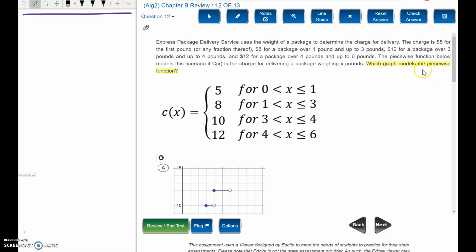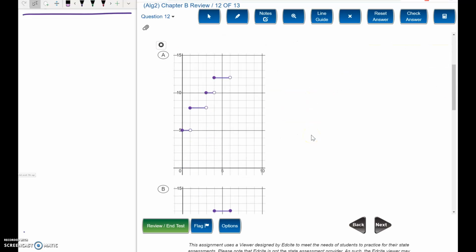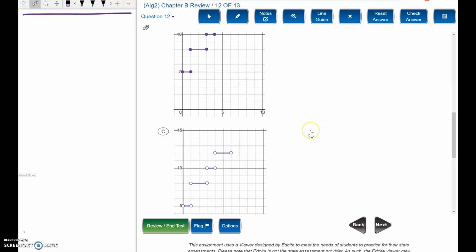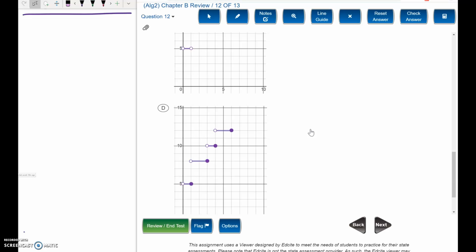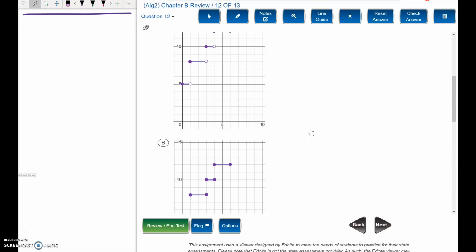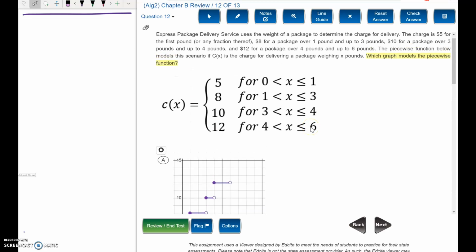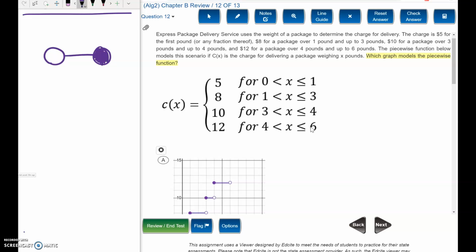So you can highlight that last sentence and click the little highlight button. Which graph models the piecewise function? And if you look through these graph options, I think you're going to notice that all of the graphs are exactly the same. The only difference is the dots. So what should the dots look like? On the left, we have less than. On the right, we have less than or equal to. Our dots should be open to closed.